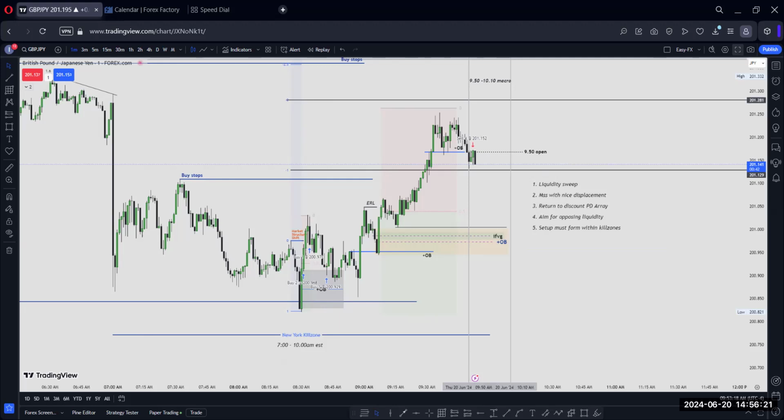Took the sell stops right here when I went into this premium. Sorry, into discount. Order block. And you saw that nice expansion. So this could have been an entry.